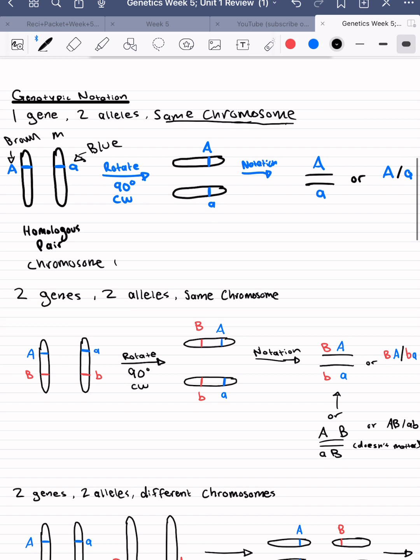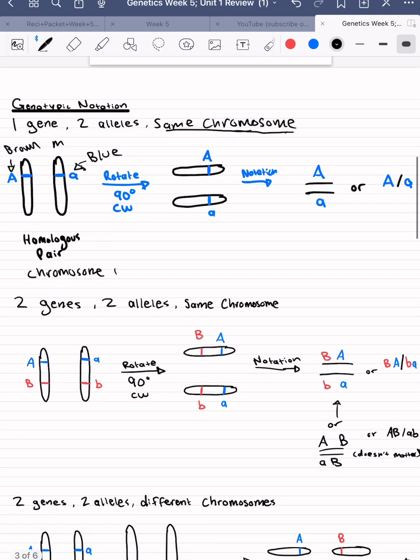So if it said, for example, there's one gene with 2 alleles on the same chromosome, you can draw out one homologous pair, and you can write the alleles and have them be on the relative same side to one another. Because remember, structurally, these chromosomes are similar. So we would just put down the alleles, and an easy way to think of this is you have it on the homologous pair, then you rotate it 90 degrees. So now you have the chromosomes laying sideways or parallel, and then you just write down the alleles that are on each of the chromosomes.